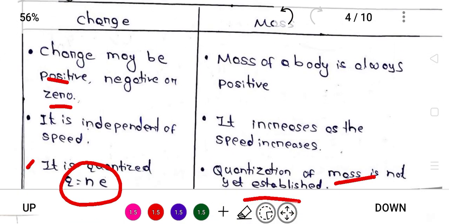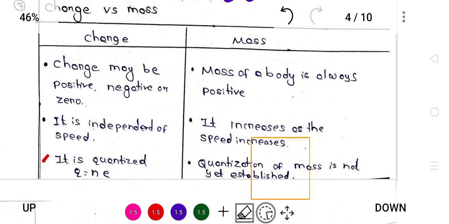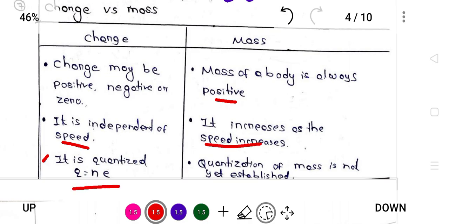So let's have a look at this table once again. Charge can be positive, negative or 0, but mass is always positive. Charge is independent of speed, whereas mass increases with speed. Charge is quantized, and quantization of mass is not yet established.